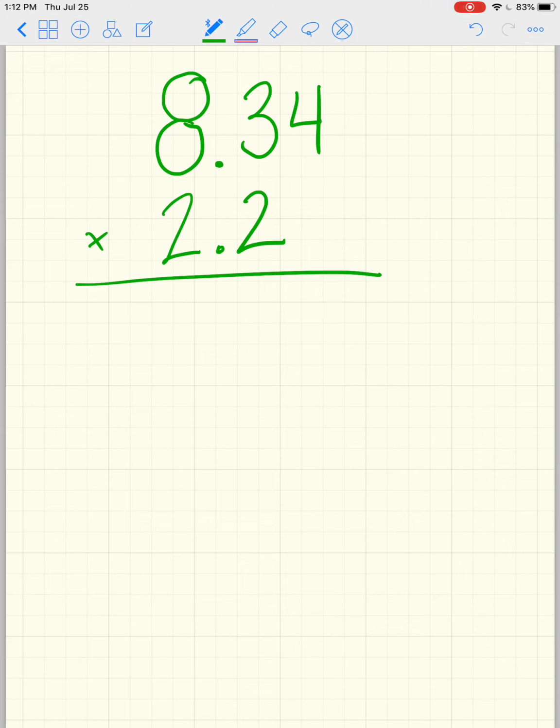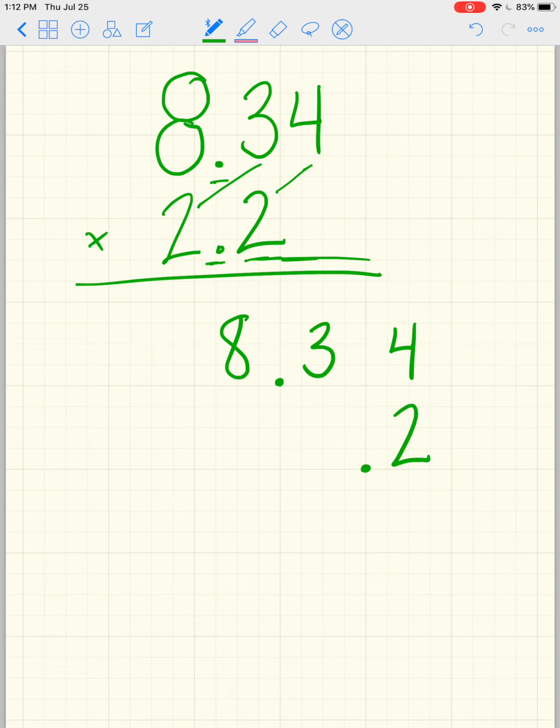And again, it's great that these decimals are lined up, but for multiplication problems, we want our numbers to be lined up. So let's rewrite it first with our numbers lined up. So we have 8.34. Now remember, this 2, we're going to put it all the way to the right, and the decimal, and then our other 2. This is a multiplication problem.